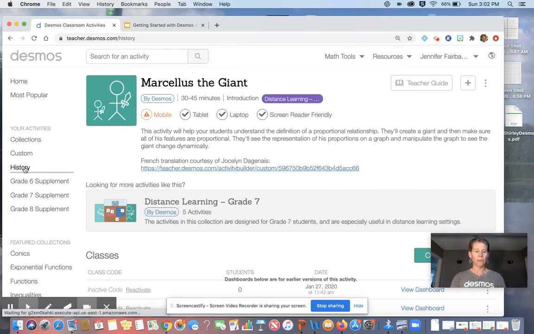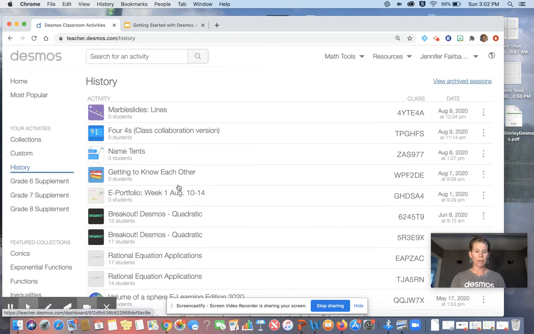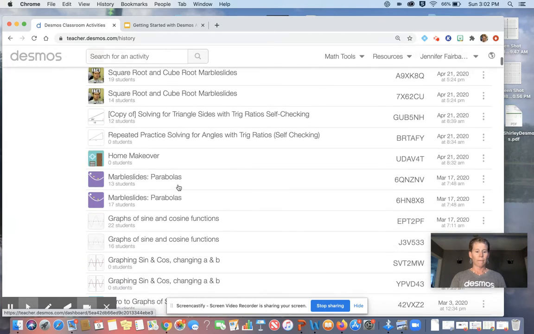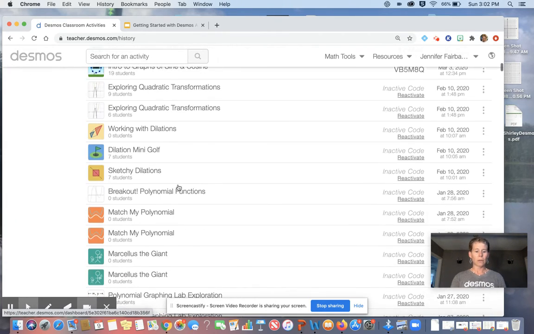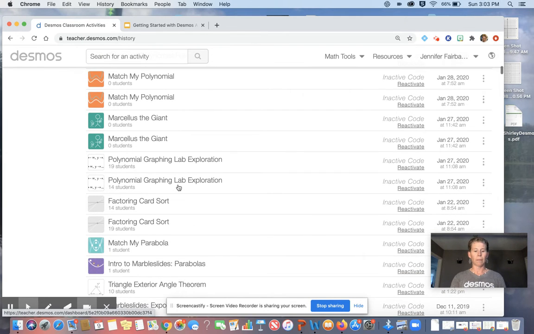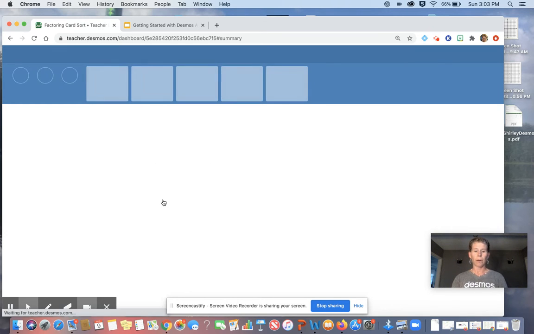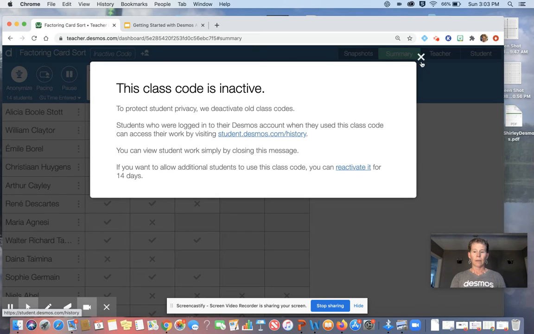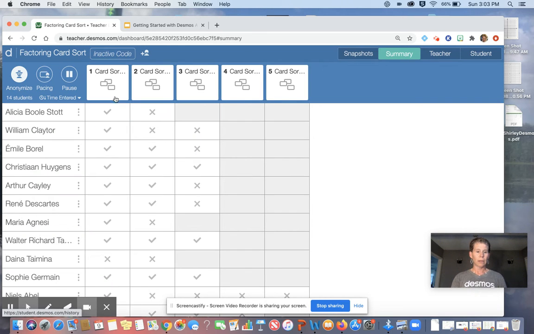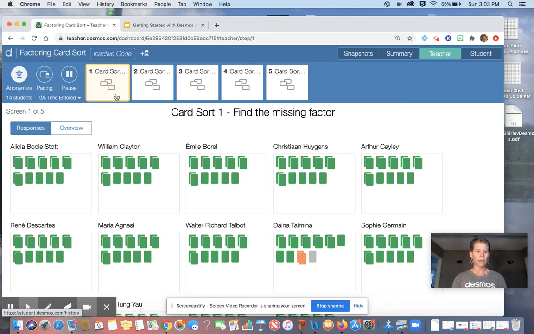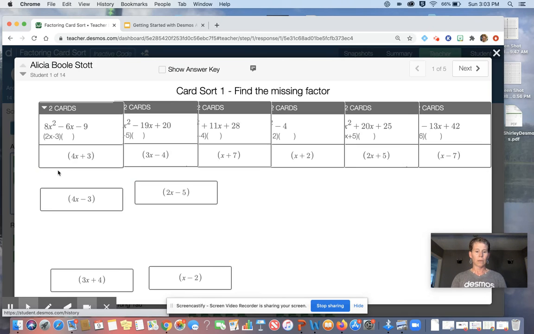Another one that we would recommend, and I'm going to go to my history on this one because I did make my own card sort. And I used to do card sorts where I would photocopy them, cut them out, maybe laminate them, put them into containers, hope that the kids don't lose them on the floor. You could turn any card sort from paper into a Desmos activity. So here I have this one, and I'm going to go to this activity, and we'll click on the card. So this was a factoring activity.